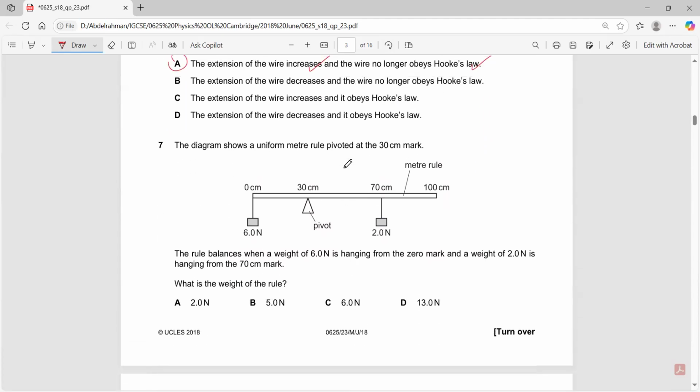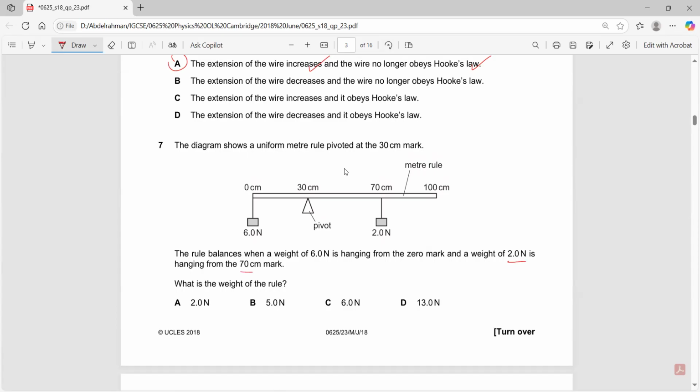What is the weight of the ruler? Okay, so it's pivoted at the 30 centimeter mark. At the 0 centimeter mark, you have a 6 newton weight. And then you have another 2 newton weight hanging from the 70 centimeter mark.